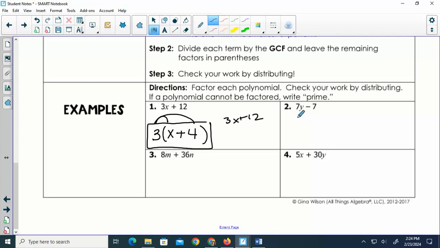All right. Let's look at number 2. So we have 2 terms again. What can divide both of them? 7. So when you factor it out, it doesn't go away. We have to write that 7 down. And then it's just like dividing. What is 7y divided by 7? y. Minus. What is 7 divided by 7? 1. So it's 7 times y minus 1.